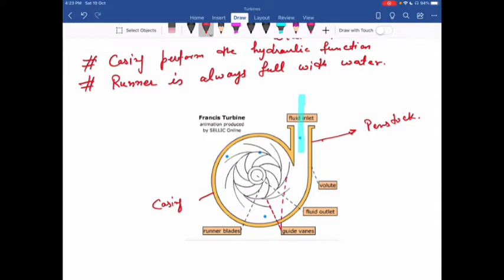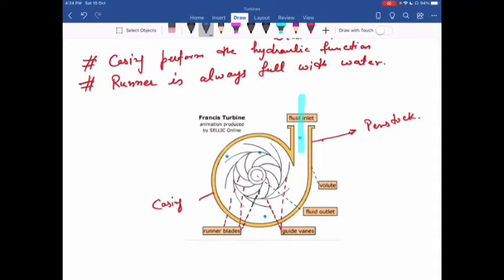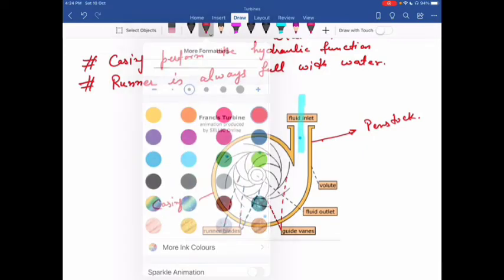After that water enters the runner. So you can say these vanes we call the runner blades. If I mark it with some other color, you can see these are the runner blades. So the outer ones are the guide vanes, and on the inner side we have the runner blades.